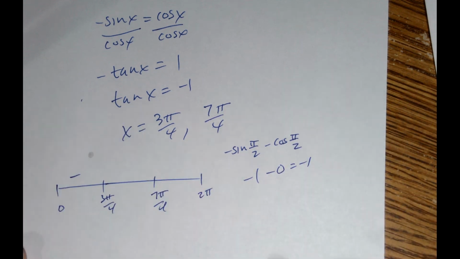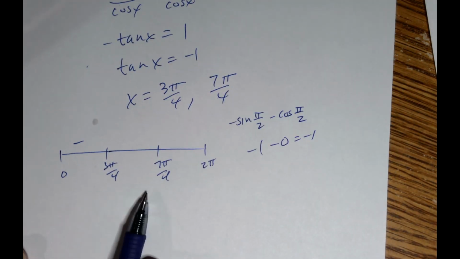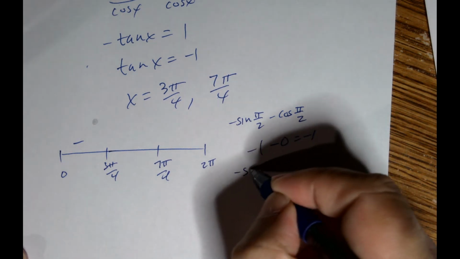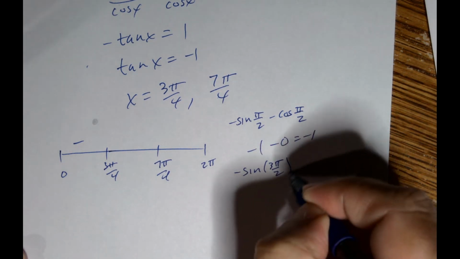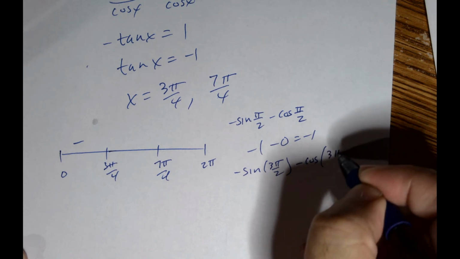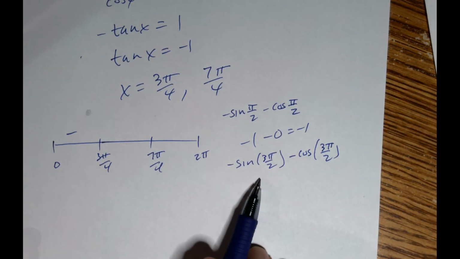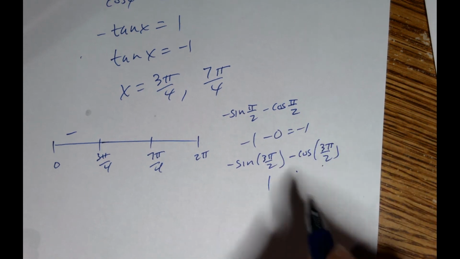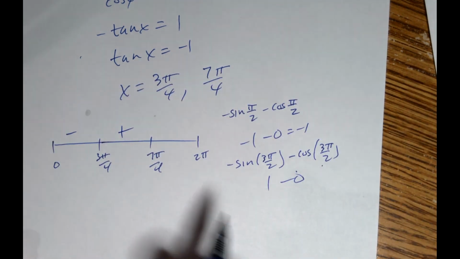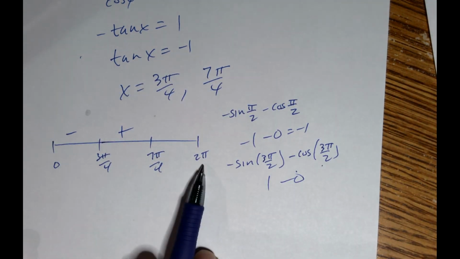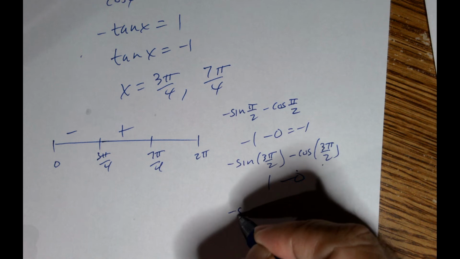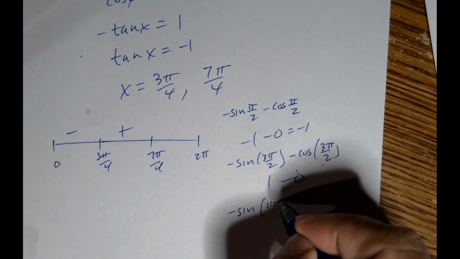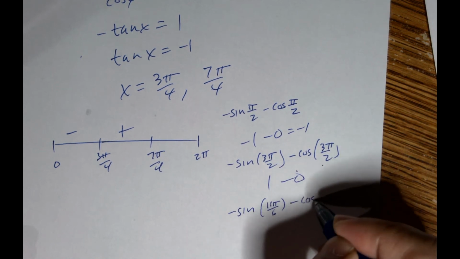So it's negative there. And then between 3 pi over 4 and 7 pi over 4 is 3 pi over 2. So it's negative sine of 3 pi over 2 minus cosine of 3 pi over 2. Right? So sine of 3 pi over 2 is negative 1. So that becomes positive 1. And cosine is 0. So it's positive. And then between 7 pi over 4 and 2 pi, what number is there? This is very close to 2 pi, so I'm going to do something like 11 pi over 6. So negative sine of 11 pi over 6 minus cosine of 11 pi over 6.